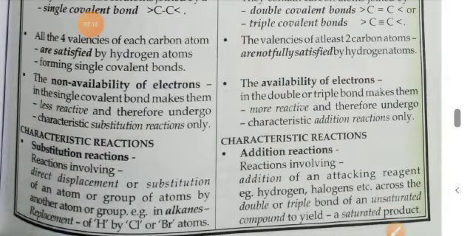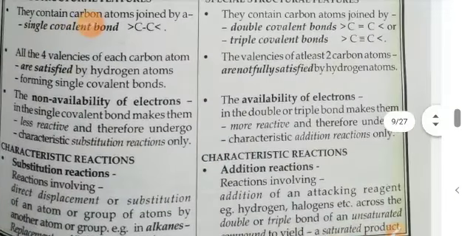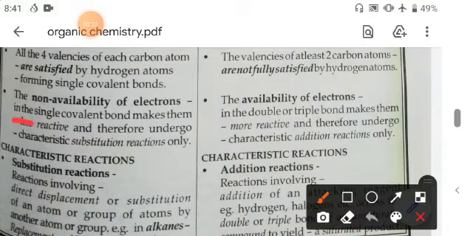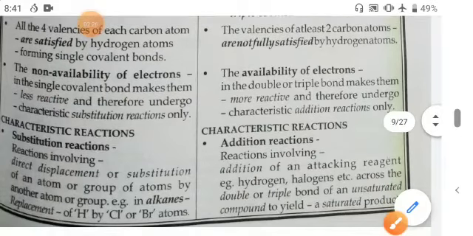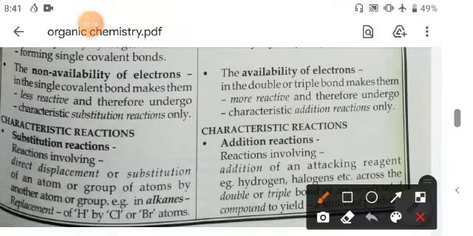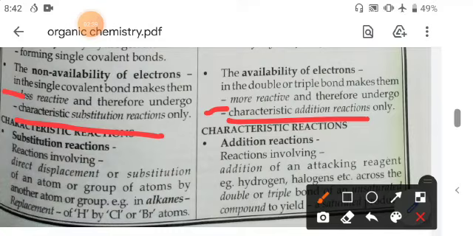The non-availability of electrons in the single covalent bonds makes them less reactive. Since it is saturated, it is less reactive and therefore undergoes characteristic substitution reactions only. In this case they are more reactive, so they are able to give the addition reaction. Due to its unsaturated nature, it gives the addition reaction.